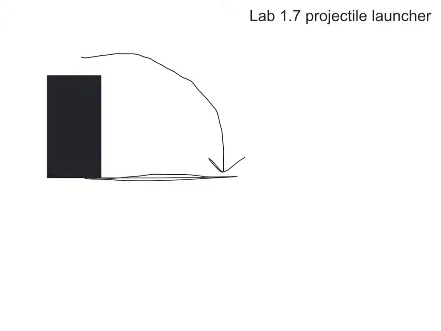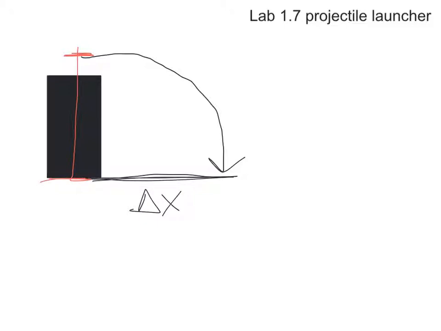Essentially, step one of the lab, which I talked about in the last video, is I launch this projectile straight horizontal and then it hits the ground. The only thing that I really have to measure is this delta x right here. And then of course I'm also going to measure the height that this is at relative to the ground.